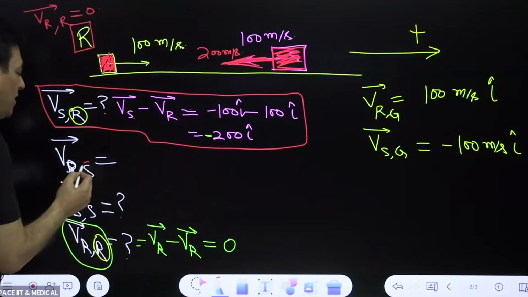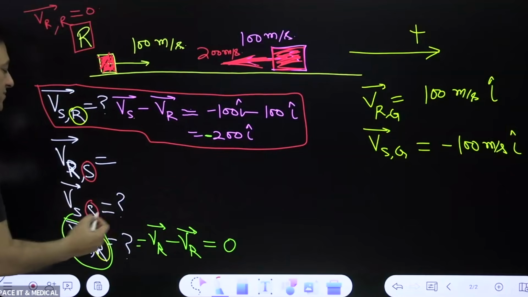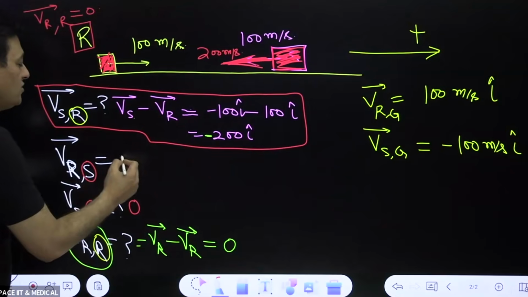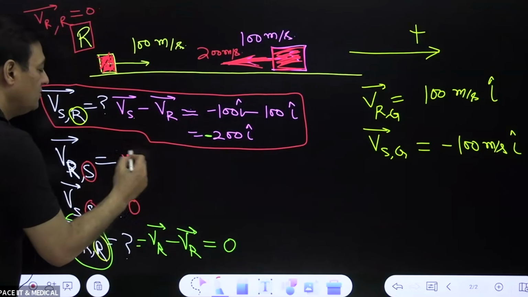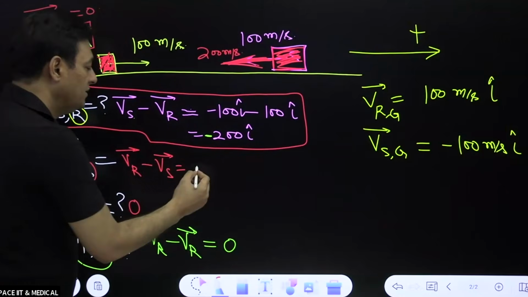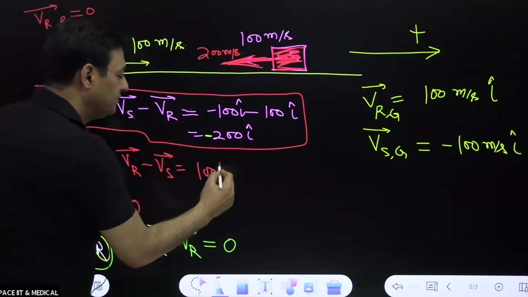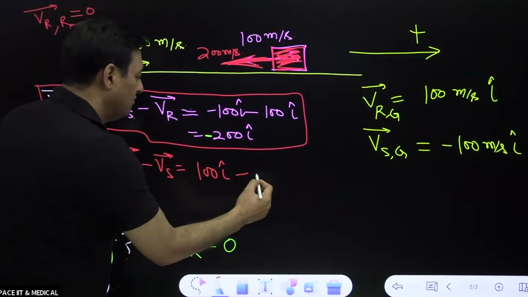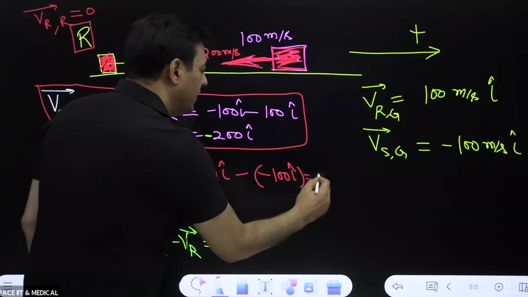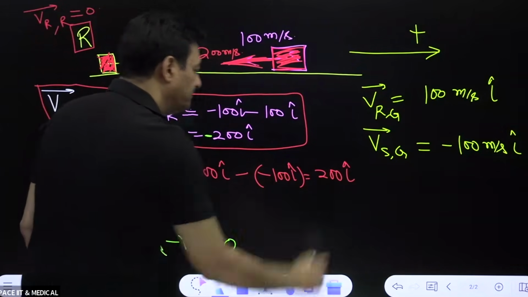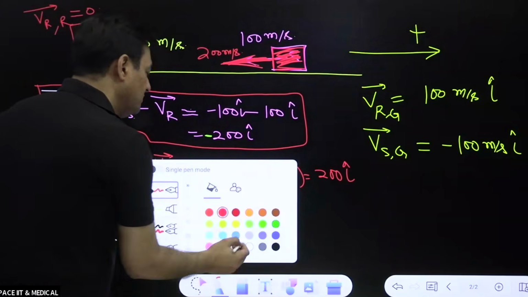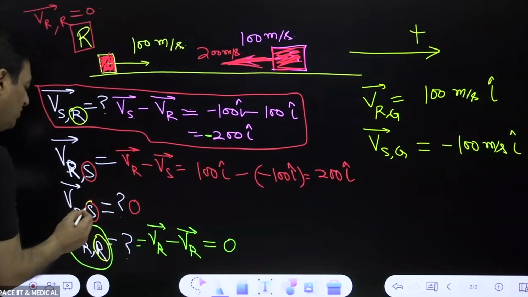When observer is Sham, what is velocity of Sham as observed by Sham? 0. What is velocity of Ram as observed by Sham? VR minus VS. VR will be 100 I cap, minus of minus 100 I cap, which will be 200 I cap. Now let's understand the physical meaning of this. Who is the observer now? Sham is the observer now.